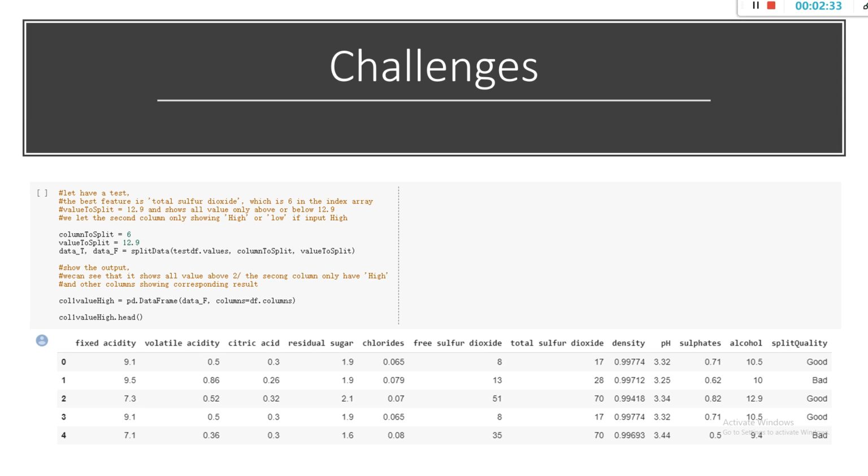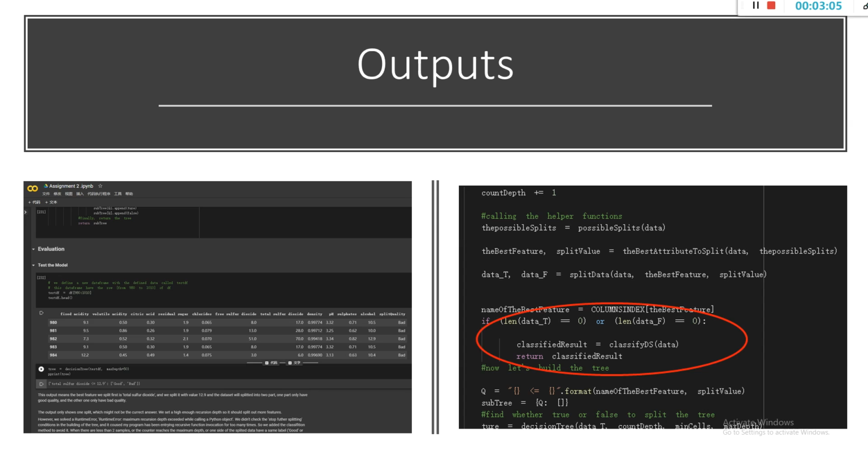When there are fewer than 2 samples, or the counter reaches the maximum depth, or one side of the split data has the same label, such as good or bad, the classification function will be triggered. This means one of the conditions was achieved to stop splitting in the second splitting. After checking the split data with the function split data, it stops splitting. We need to improve the stop-further-splitting conditions in order to make a better decision tree.